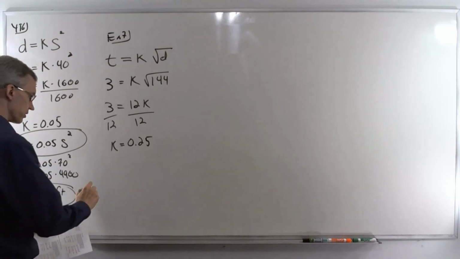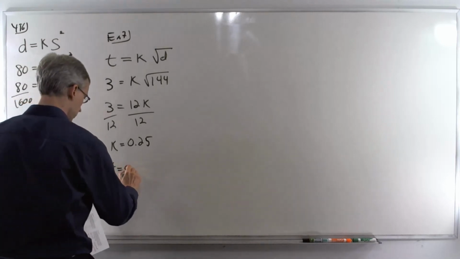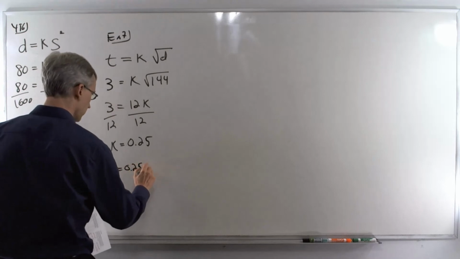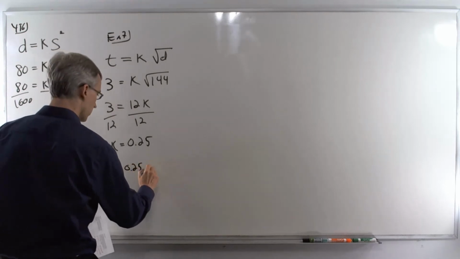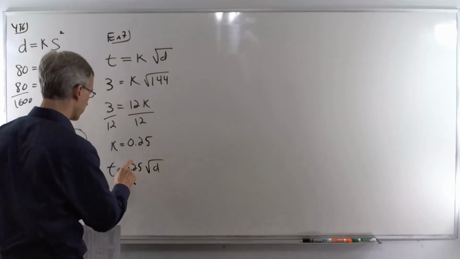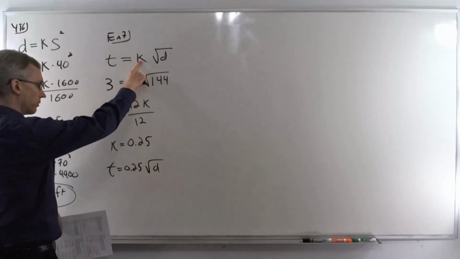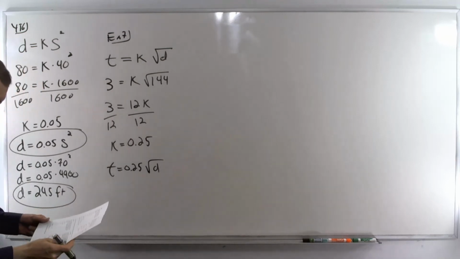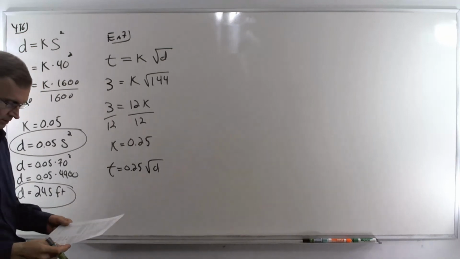That makes our equation... Plug in 0.25 for k. We get t equals 0.25 times the square root of d.